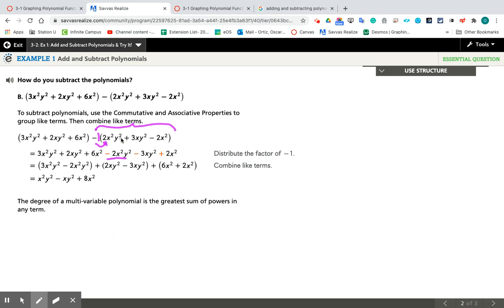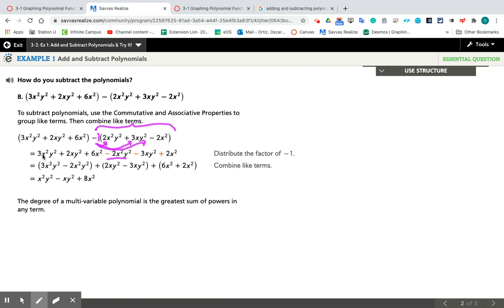So these 2x to the second power y to the second power was positive inside the parentheses. Now without the parentheses it will be negative, and that -1 times this positive will change that plus sign into a negative, and this minus sign, that -1 will change it into a plus sign. So once you have it there, all you're doing is basically writing the same problem as we did before. We are grouping like terms.